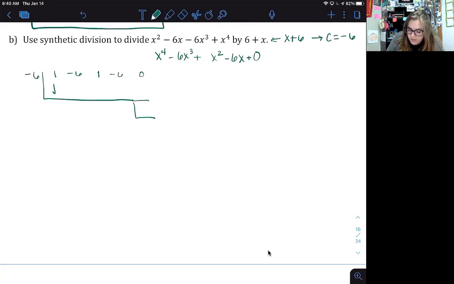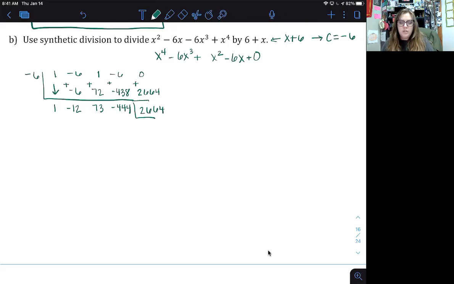All right, so we're going to drop down the first term, 1. Multiply, -6 times 1 is -6. Add, -6 plus -6 is -12. Then multiply, -6 times -12 is 72. 1 plus 72 is 73. And then multiply. -6 times 73 is -438. -6 plus -438 gives us -444. And -444 times -6 gives us 2,664, plus 0 is 2,664.